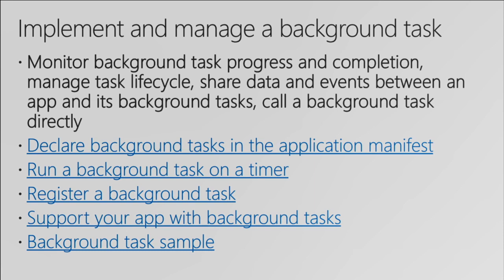So maybe I have a placeholder thumbnail that says, hey, thumbnail processing. And then when the background task is done creating a thumbnail for my picture, the background task will raise that event on my actual application. I update the thumbnail with the image that was created by the background task.